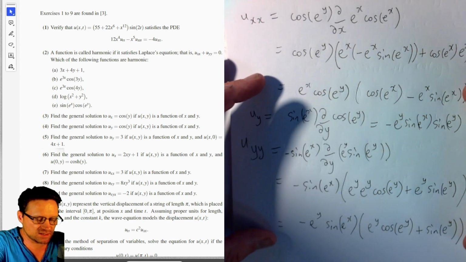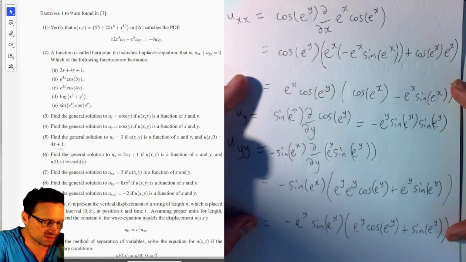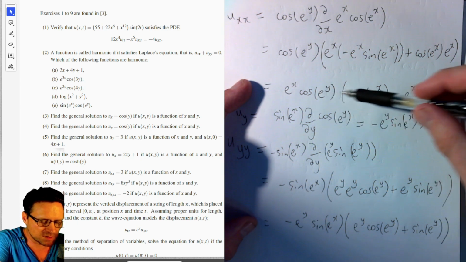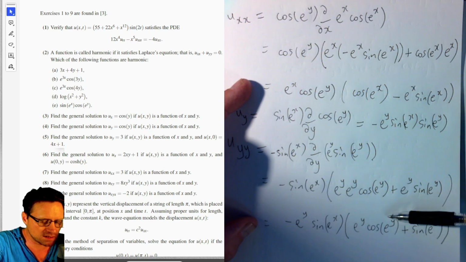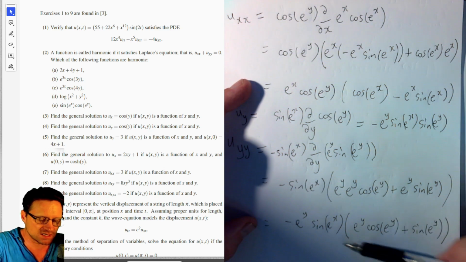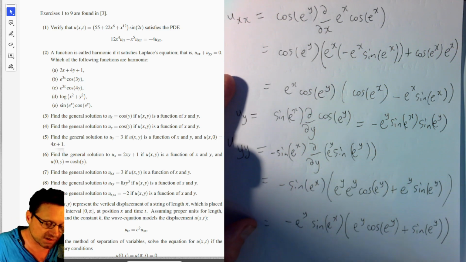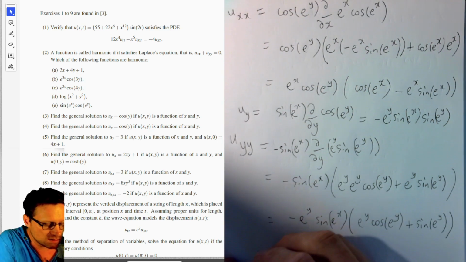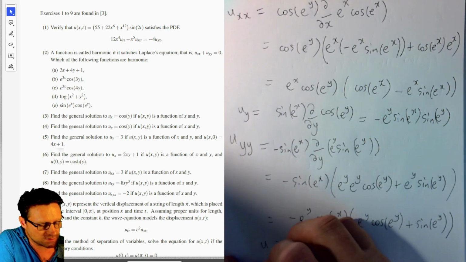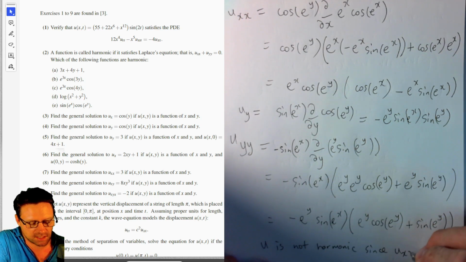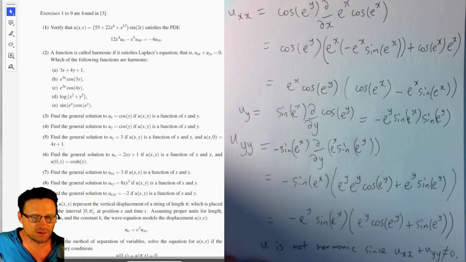Okay, now comparing these two, to compare this properly, we really need to expand this, don't we? So let's see. This one has two cosines in it, multiplying together. Does this one have that? No, it doesn't. It does have two sines in it. So the sum, we don't have to actually add those. We can see that it's not going to add up to 0. So u is not harmonic since u_xx plus u_yy will not be equal to 0.